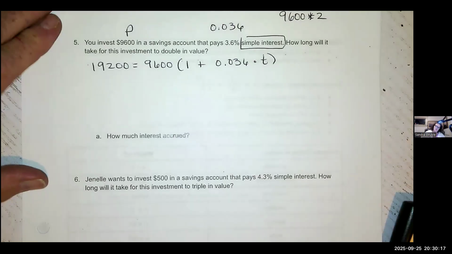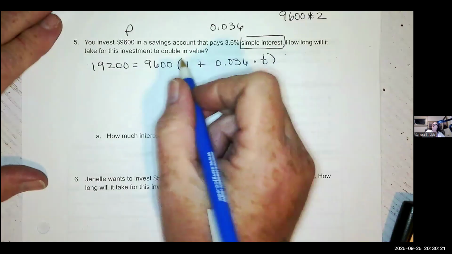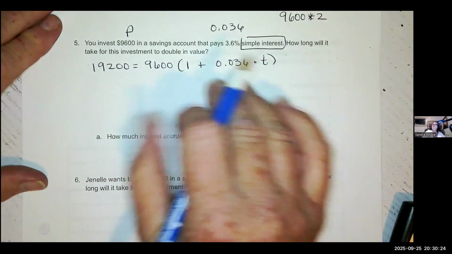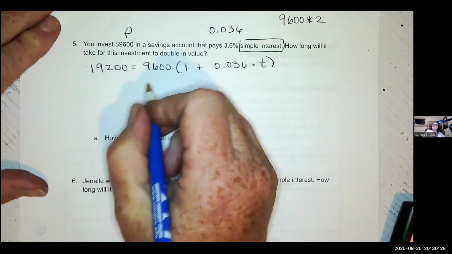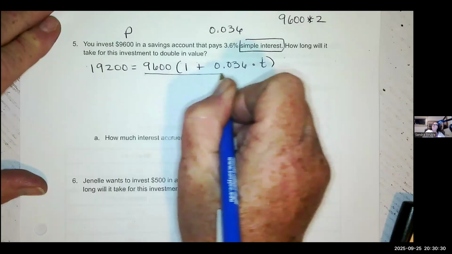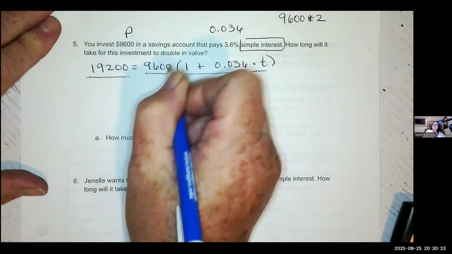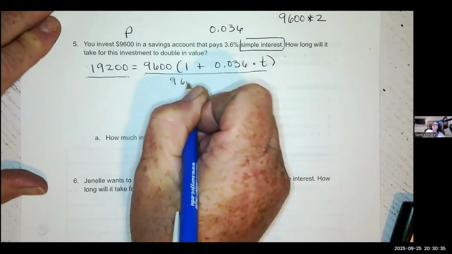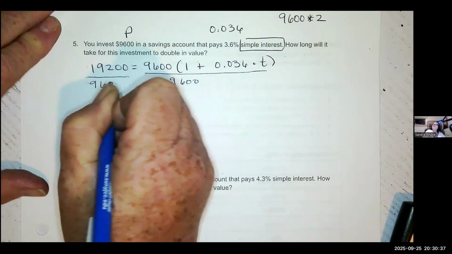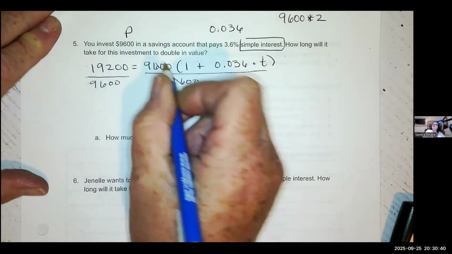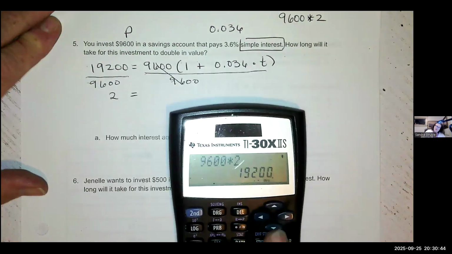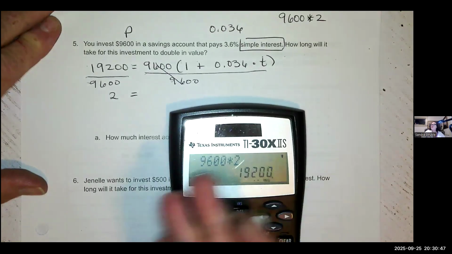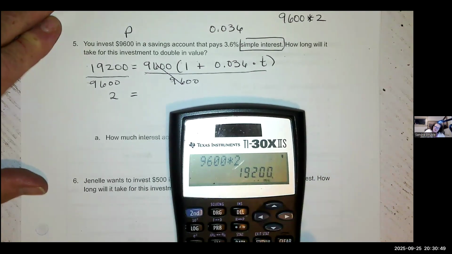Okay. So we need to isolate T. We can't just go in here and start doing stuff. We need to start getting everything away from the right side of where the T is. So I'm going to start by dividing both sides by 9,600. When you do that, this is gone and we're left with 2, because 9,600 times 2 is 19,200. So 19,200 divided by 9,600 is 2.